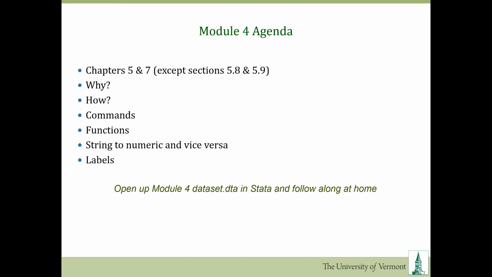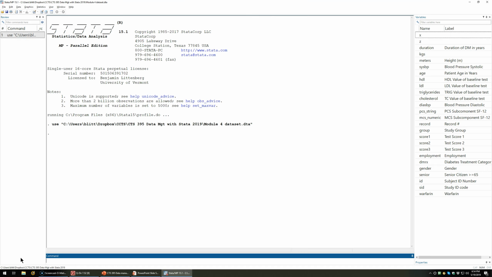And we'll talk in this video about why we care about creating variables, how to create them, and we'll go over some commands and some functions that are useful in creating variables. We'll spend some time talking about how to convert string variables to numeric variables and vice versa. And we'll also talk about how to label them. I advise you open up Module 4 dataset.dta in Stata and follow along at home. And I've done that here as well.